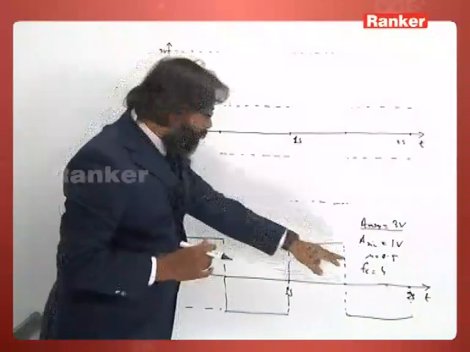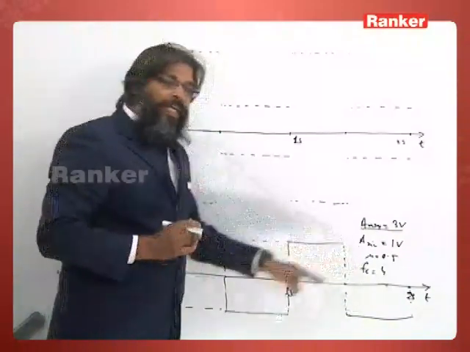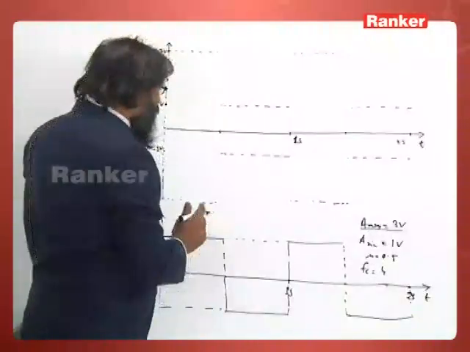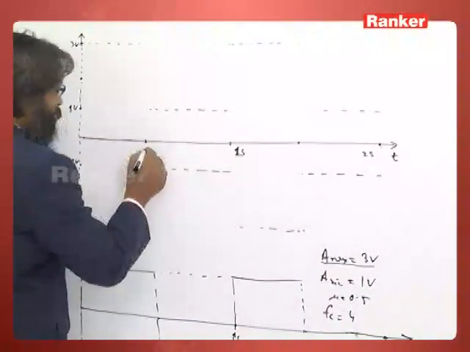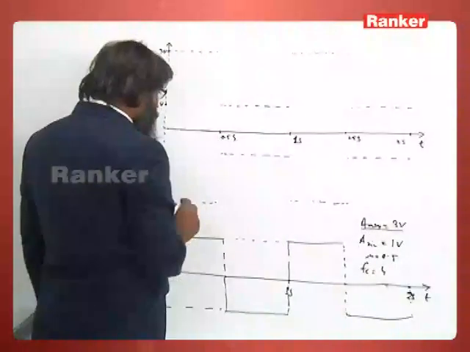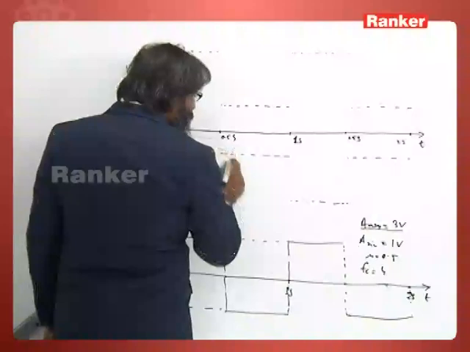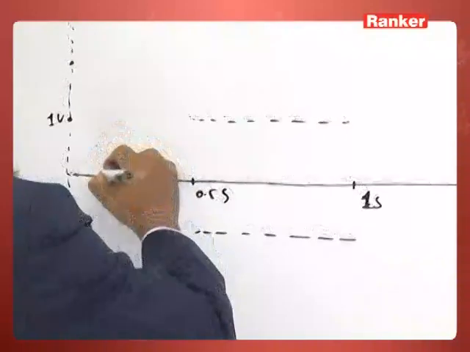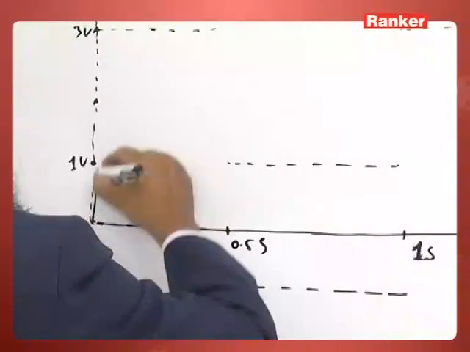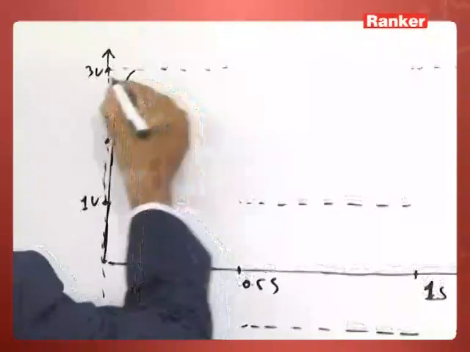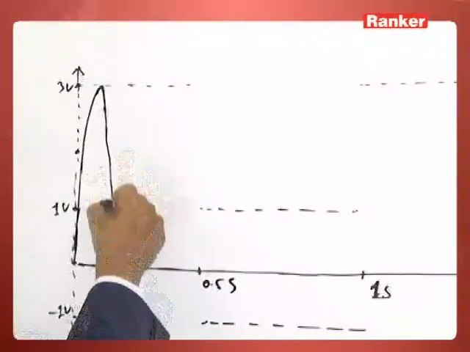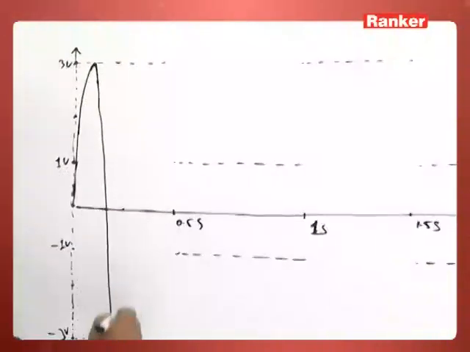Within these 3 volt lines my amplitude will be going, and the minimum will be this much. And Fc is 4, that is, the carrier wave frequency is 4. That means in a second it makes 4 waves, so in half a second 2 waves. Half a second means this is 0.5 seconds and this is 1.5 seconds, suppose. So in 0.5 second it makes 2 complete oscillations. So my wave should go from here, and its amplitude should go up to 3 volt.